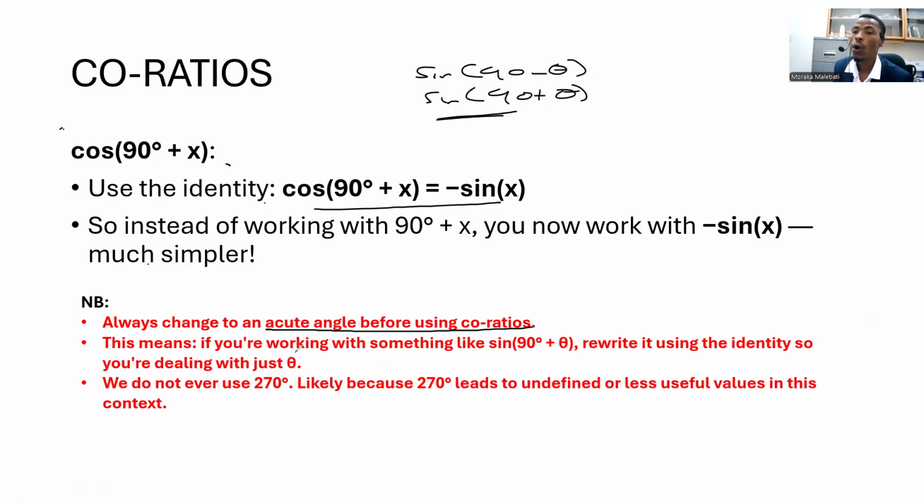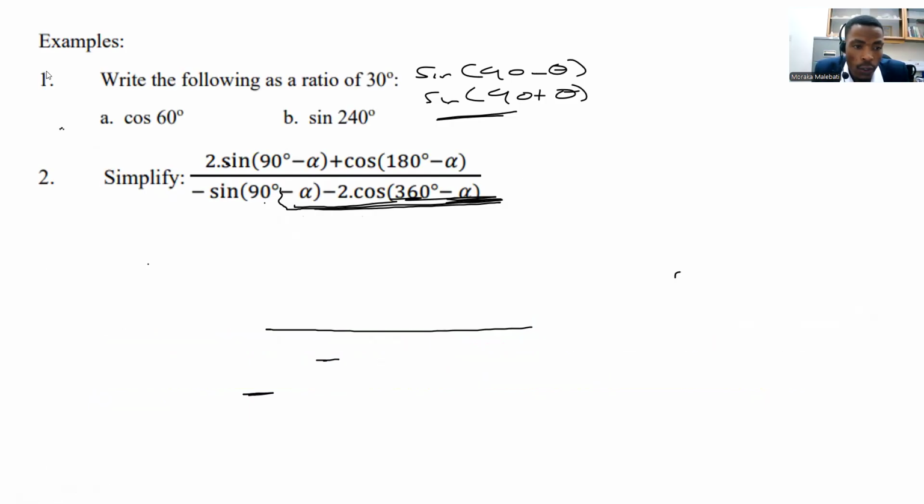We need to change to an acute angle, something less than 90, which you now know how to do. So if you're working with something like sine of 90 plus theta, write it using the identity so that you are dealing with just a sine. This is exactly what this statement is talking about. We do not use 270 likely because 270 leads to undefined or less useful values in this context. Please remember that for co-ratios we are not using cos of 270.